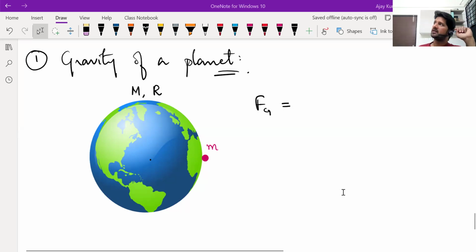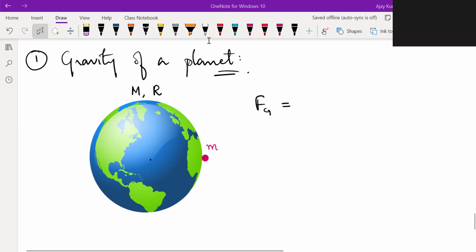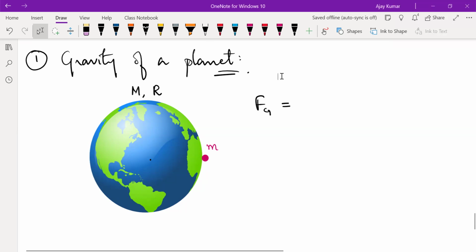See, GMm x by r cube is the formula for force when the particle is inside the solid sphere. This one is just on the surface of the solid sphere. It's outside actually. Anyone? So GMm by r square. Simple. Okay, the point mass formula you'll use.